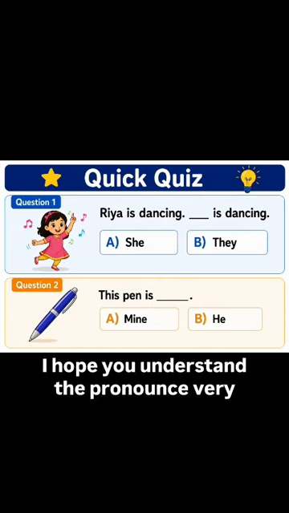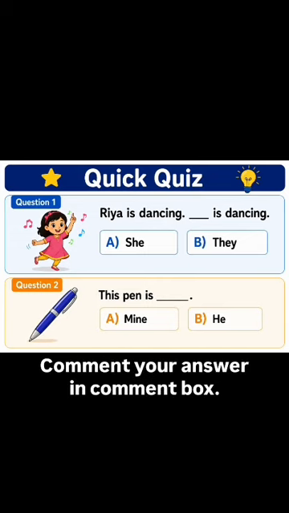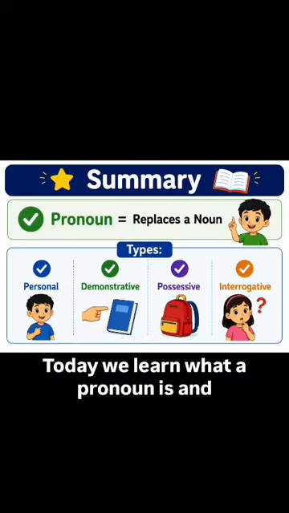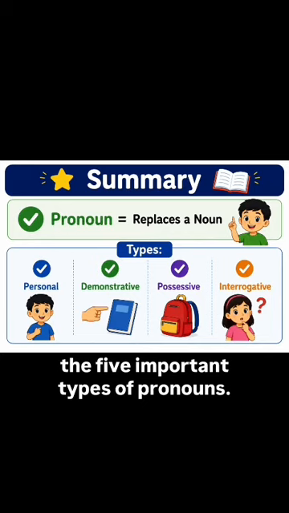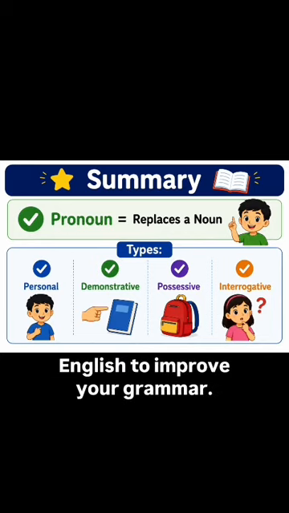I hope you understand the pronouns very well. Here is a quiz for you. Comment your answer in the comment box. Today we learned what a pronoun is and the 5 important types of pronouns. Practice using them in your daily English to improve your grammar.